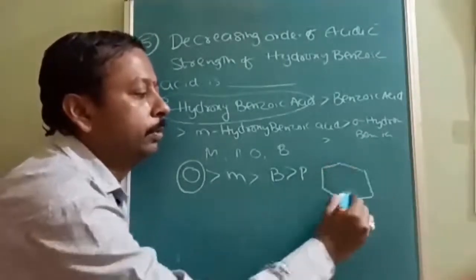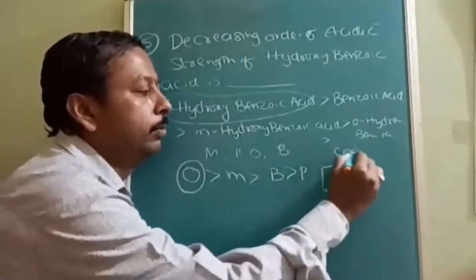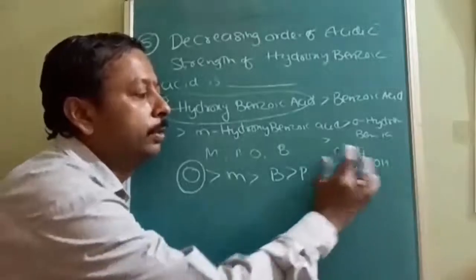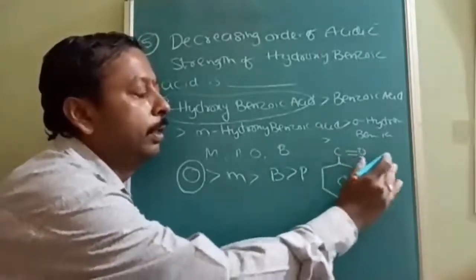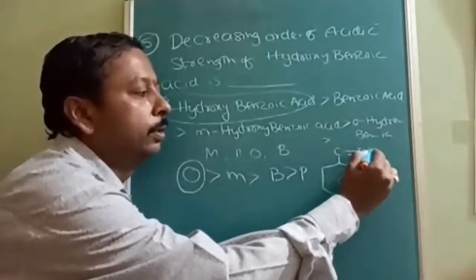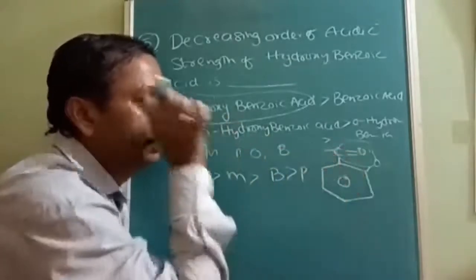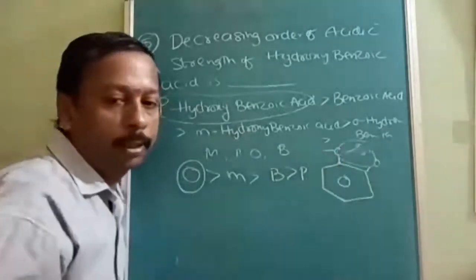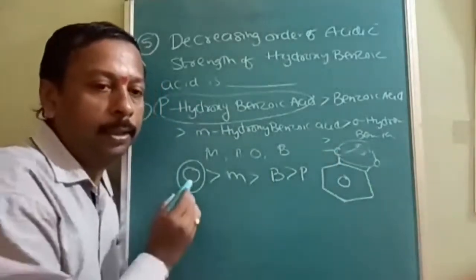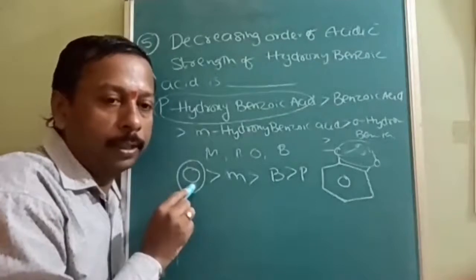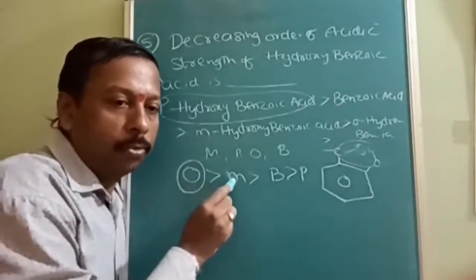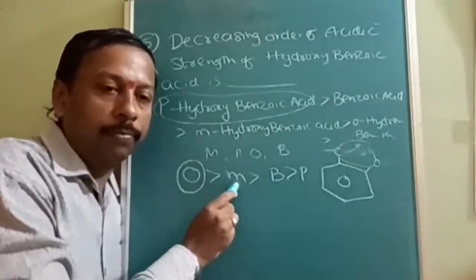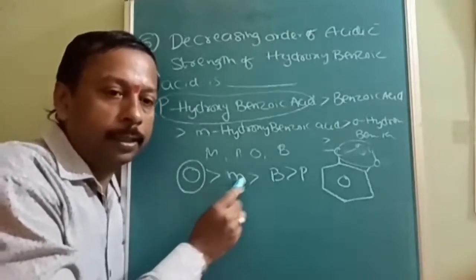Suppose this is the benzene ring, this is the benzoic acid. So this ortho effect you can also call intramolecular hydrogen bonding. Because of this, when it loses the hydrogen, there will be strong intramolecular hydrogen bonding. That's why ortho is highest. Second, meta, because only the inductive effect operates and the inductive effect is the minus I effect, so it will increase the acidic strength.